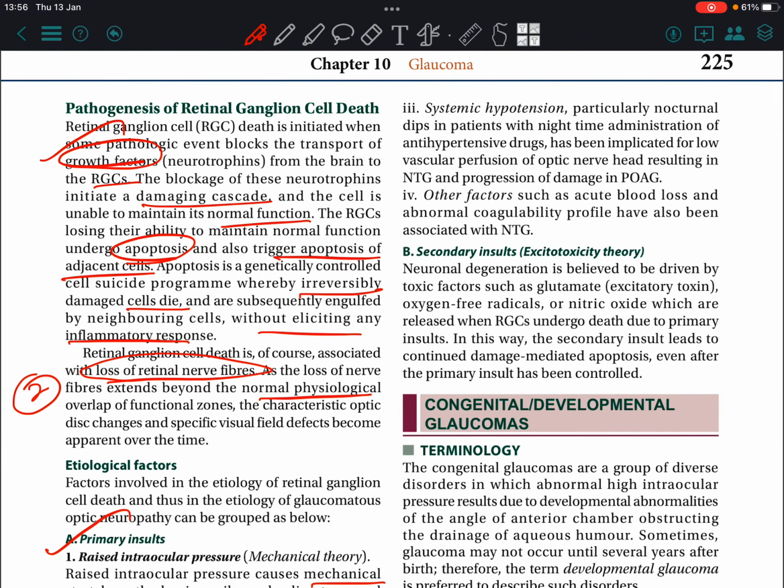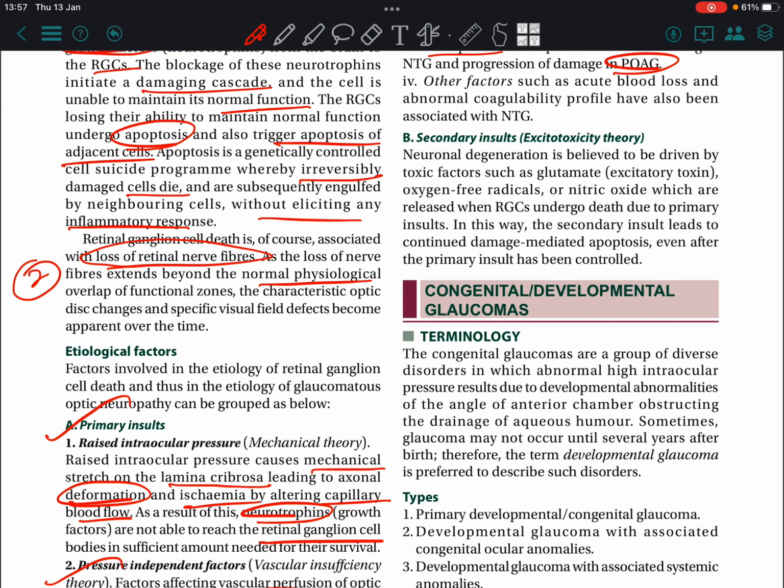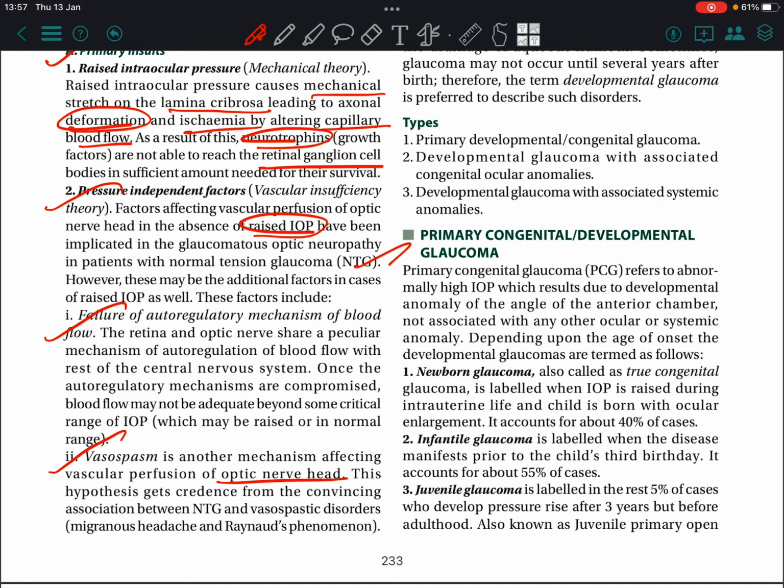And systemic hypotension, particularly nocturnal dips in patients with nighttime administration of antihypertensive drugs, has been implicated for low vascular perfusion of the optic nerve head and progression of damage in POAG. Other factors such as acute blood loss and abnormal coagulation have also been associated with NTG.